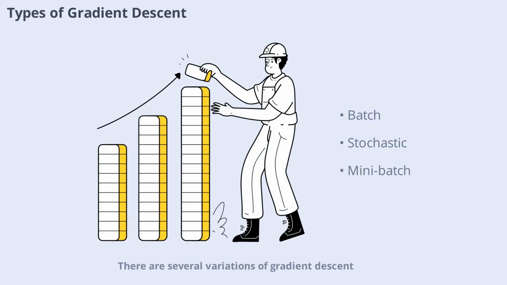There are several variations of gradient descent, each with its own strengths and weaknesses. The three main types are batch gradient descent, stochastic gradient descent, and mini-batch gradient descent. Each type handles data differently, affecting speed and accuracy. Let's take a closer look at each one.